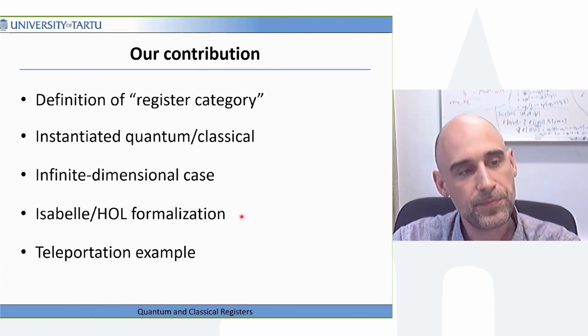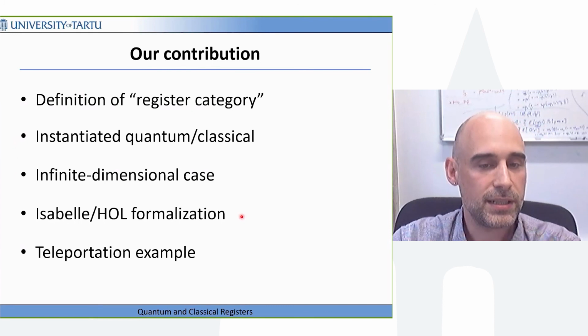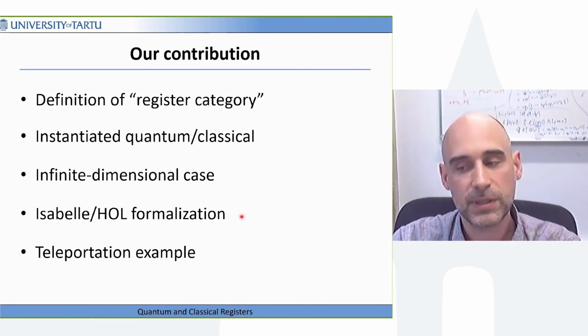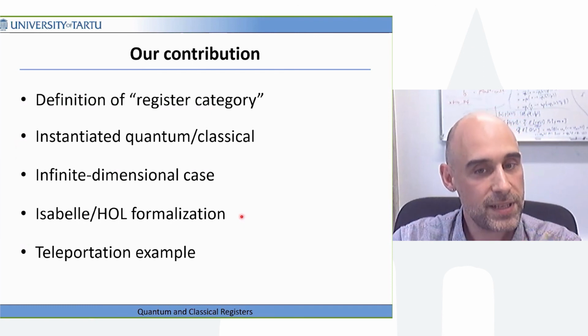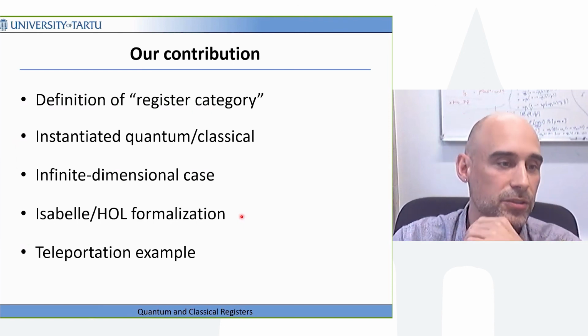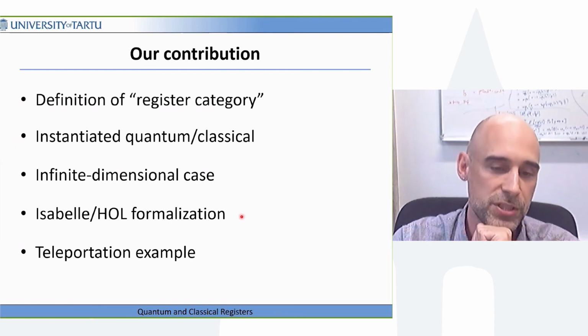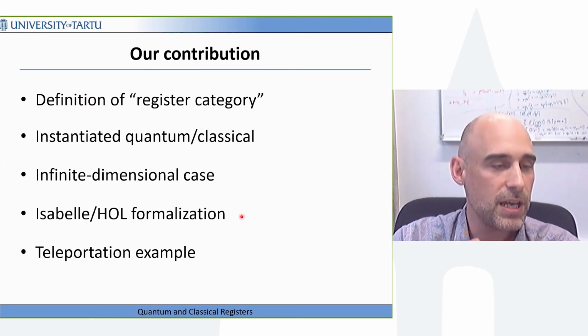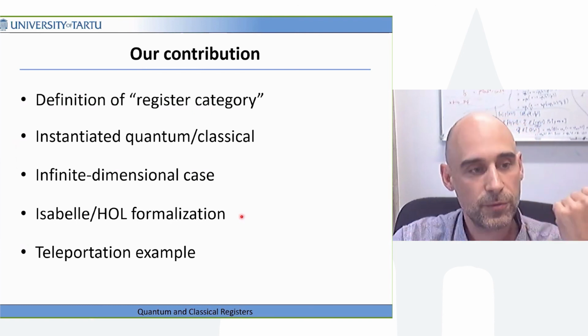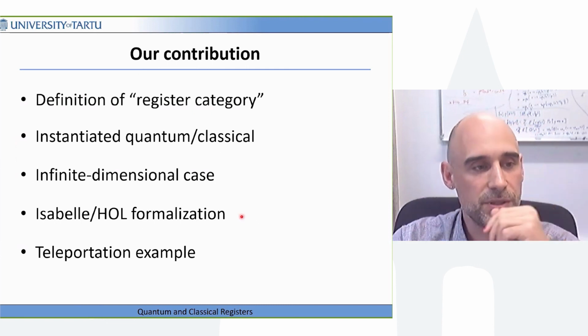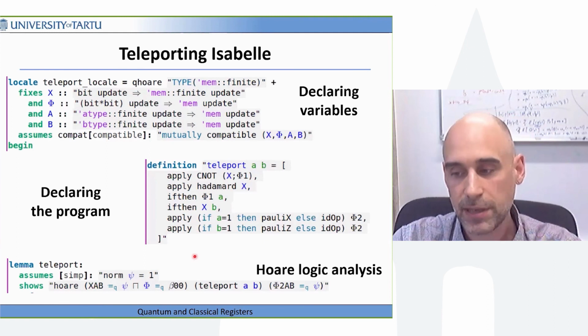We defined a register category. We instantiated it in the quantum and the classical case. The quantum case is what I have just shown you. This works even in the infinite dimensional case, although extra care is needed because you can't just talk about linear functions. You need to take into account all the topology. We formalized the theory of quantum and classical registers in Isabelle/HOL, although only for the finite dimensional case. And we analyzed quantum teleportation as an example, which involved writing a tiny programming language, writing a Hoare logic, and using our register formalism, and it turns out it makes everything much easier.